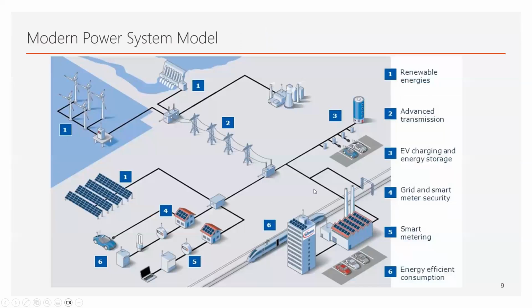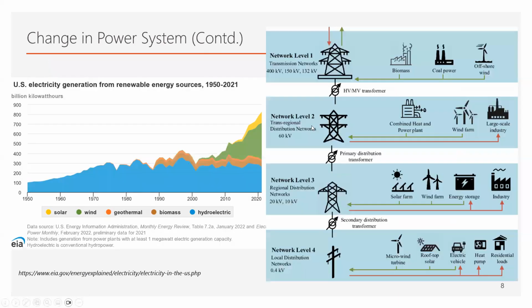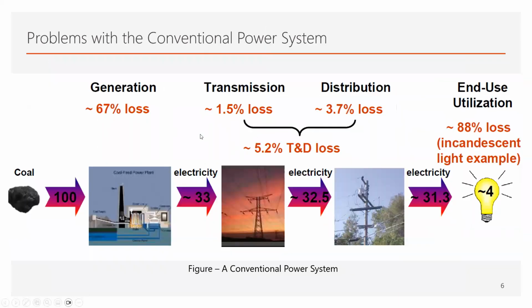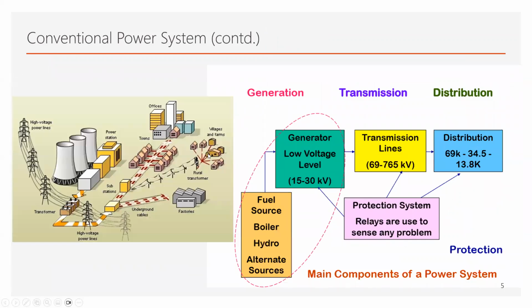Anyway, if we combine all of this, it will look like this one, which is the modern power system model. In here, we will have renewable energies, which were not present in the conventional power system.